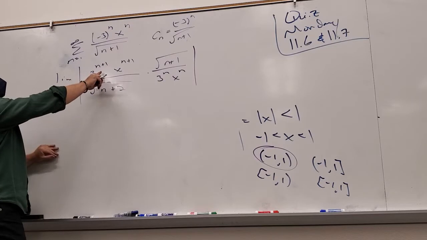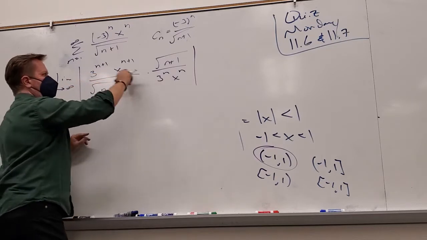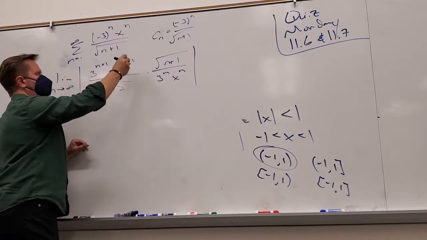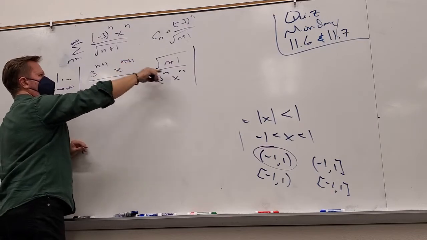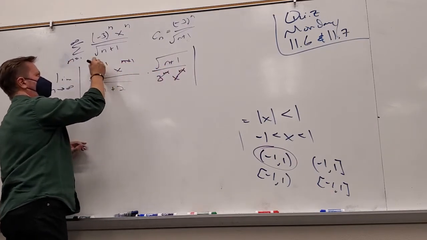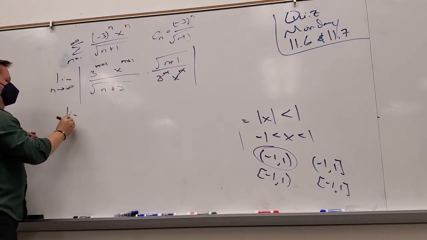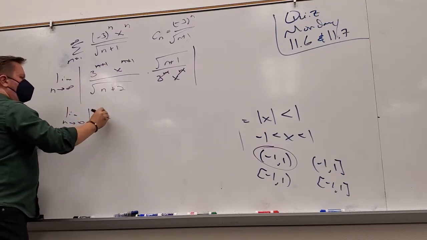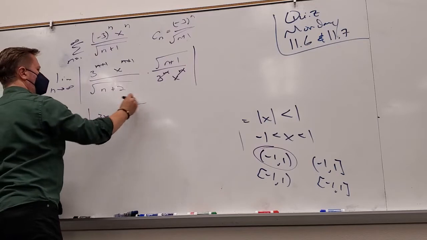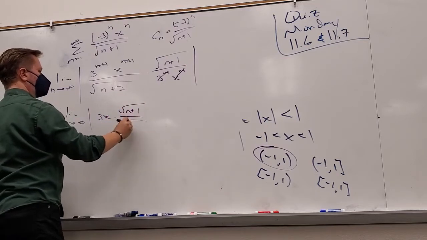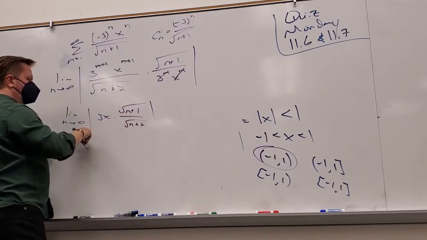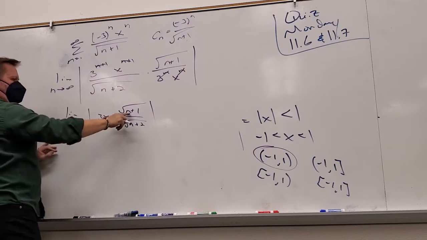So again, this should be like second nature now. N of these will cancel, leaving you with 1. So on the top I got 3x, and then I got a ratio of these. But what's that limit as n goes to infinity?